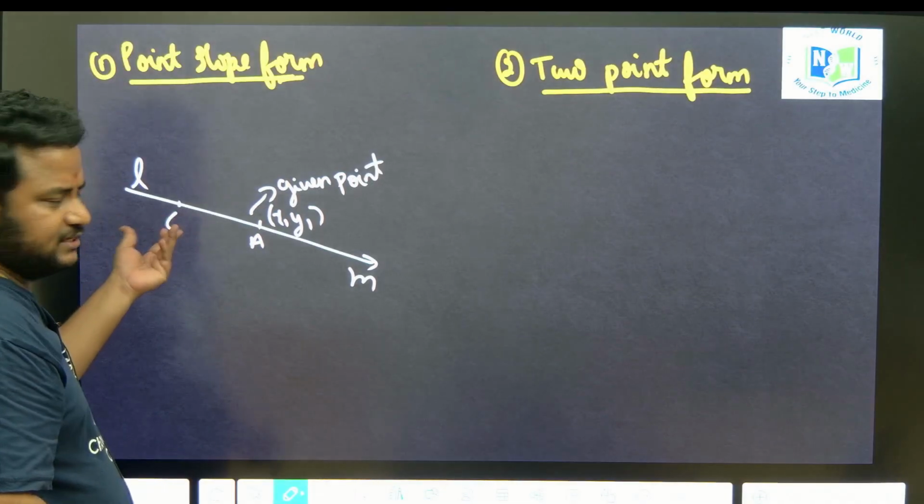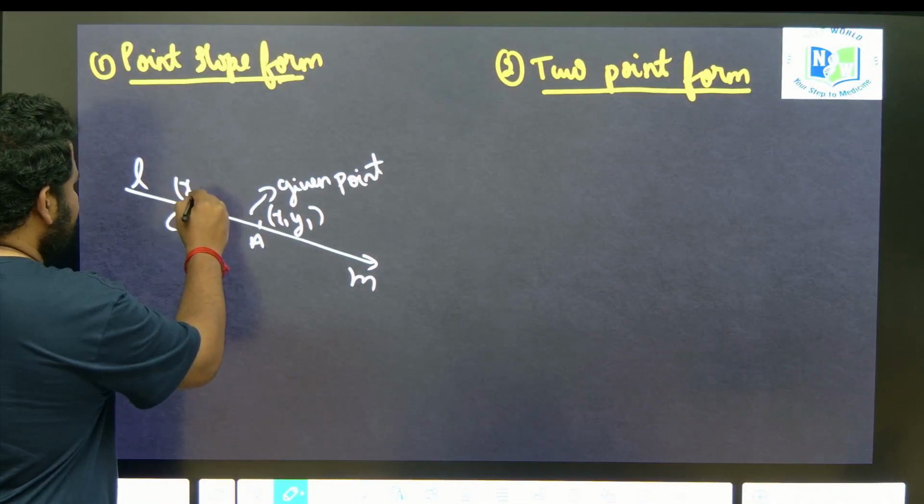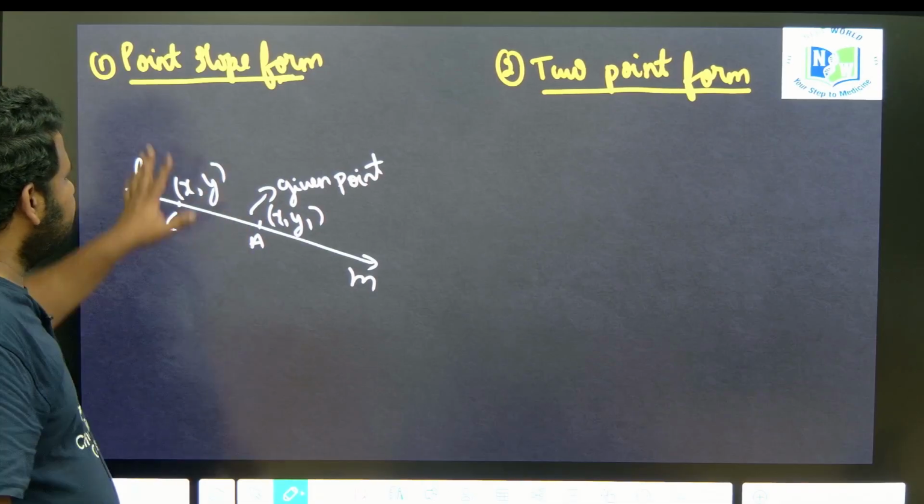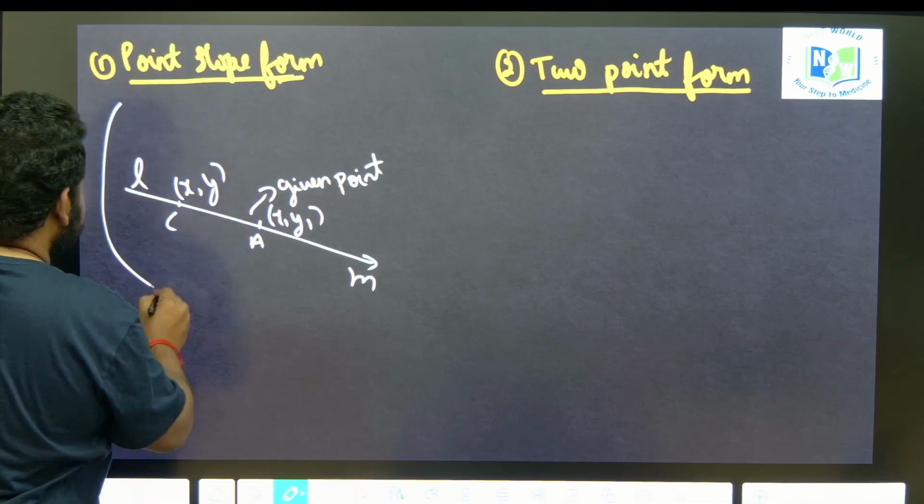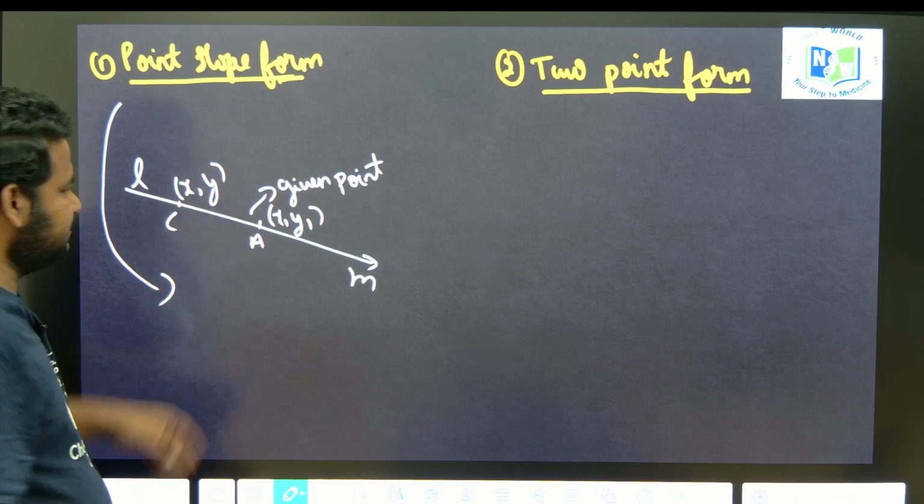Let it be point C. This is a random point given by x comma y. Now what point slope form says is, you can write it here.